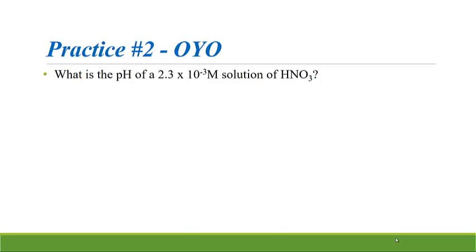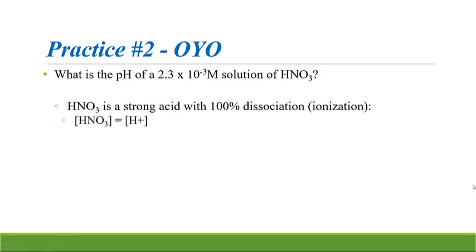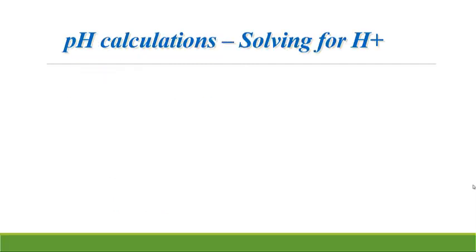Okay, so HNO3 is another one of our strong acids, so that means the hydrogen ion concentration is going to be equal to 2.3 times 10 to the negative 3. And so we just take the negative log of 2.3 times 10 to the negative 3 and end up with a pH of 2.64. So pretty easy. We're only going to worry about strong acids. We won't worry about weak acids or weak bases, just strong acids and strong bases.